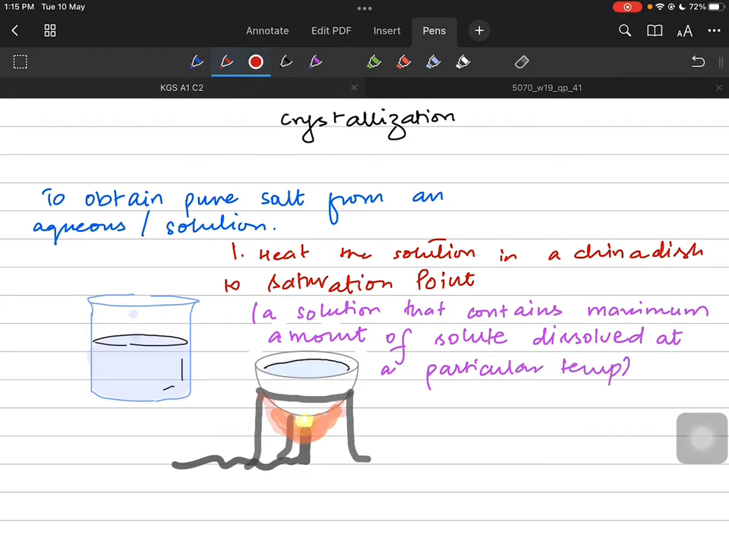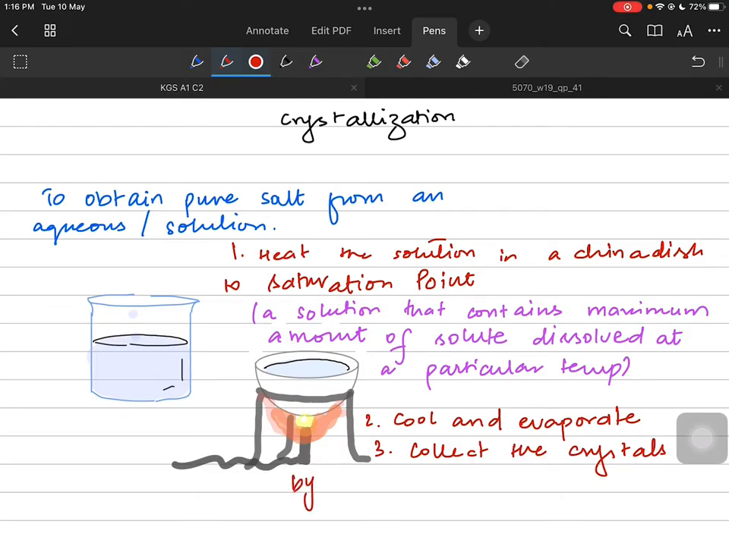So what happens is, when you cool and allow the solution to evaporate, the solubility decreases and a lot of crystals start appearing at the bottom of the beaker or the china dish. Now, some solution is still going to be there. How do you remove it? You filter it very delicately so that the crystals remain on the top of the filter paper, and the very small amount of solution which remained after the evaporation passes through.